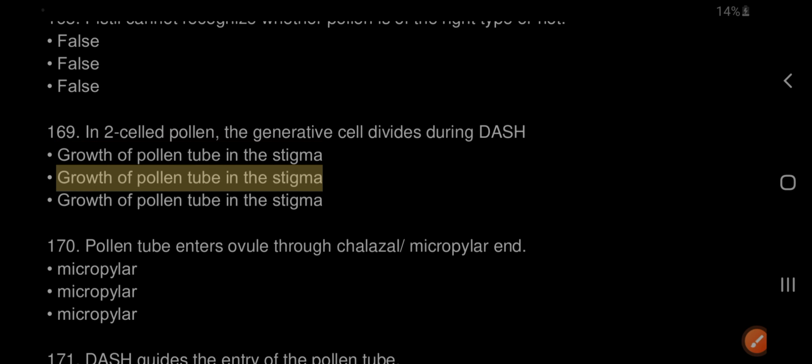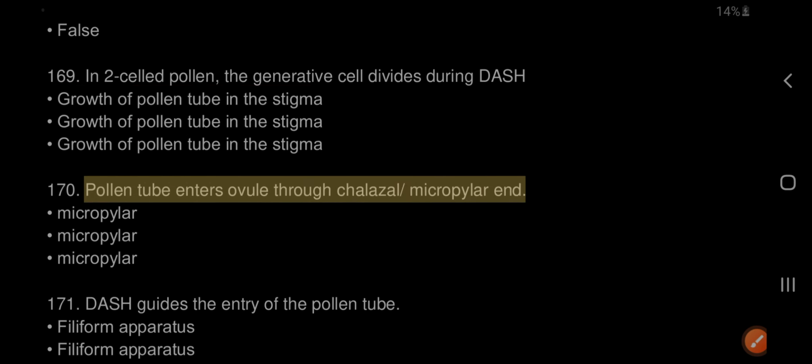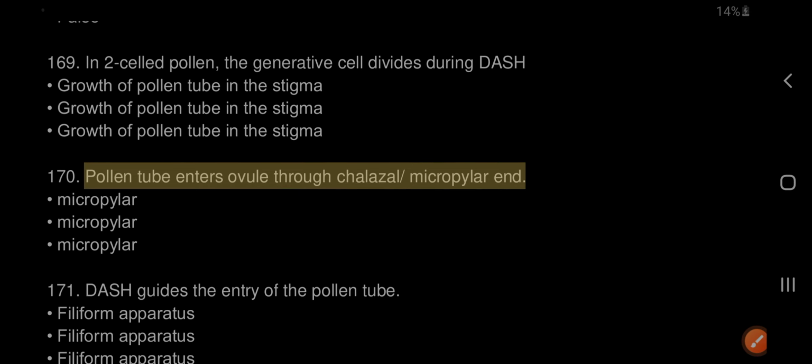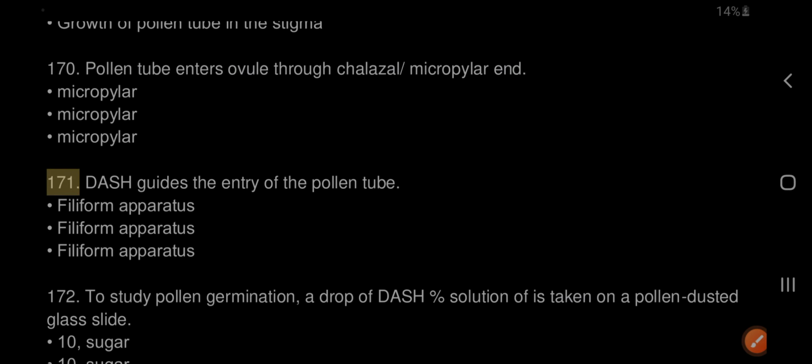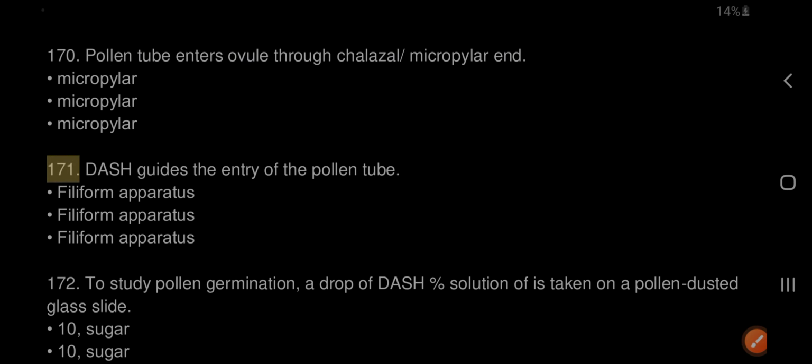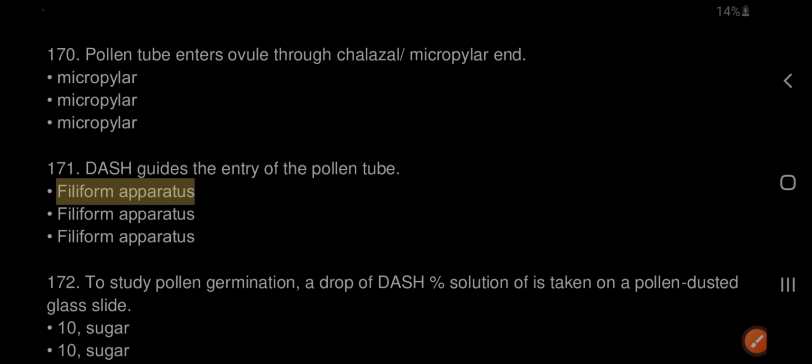170. Pollen tube enters ovule through chalazal, micropylar end. Micropylar. 171. Dash guides the entry of the pollen tube. Filiform apparatus.